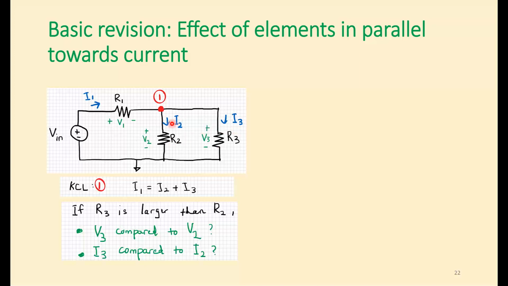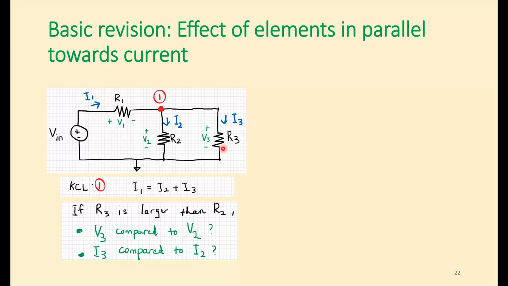I don't have to do a calculation for it, because I know current will always find the path with a shorter resistance to pass through. So a lot of current will flow through R2 compared to the current that flows through R3. Or you can also think about it in terms of Ohm's law. V is equal to IR. V is the same. If R is big, I will be small, because V is equal to IR.